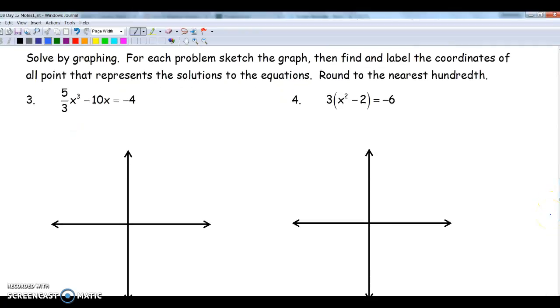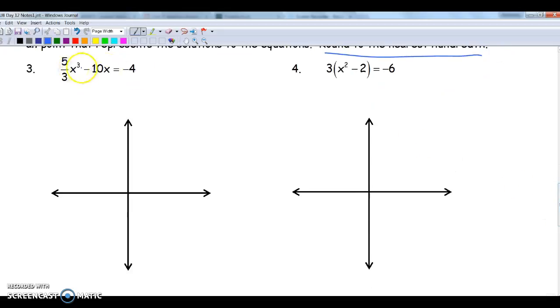Same deal, solve by graphing. For each problem, sketch the graph, find and label the coordinates of all points that represent the solutions, and round to the nearest hundredth. So on this side, we're going to have some not so nice numbers. Let's see. So let's look at number 3.